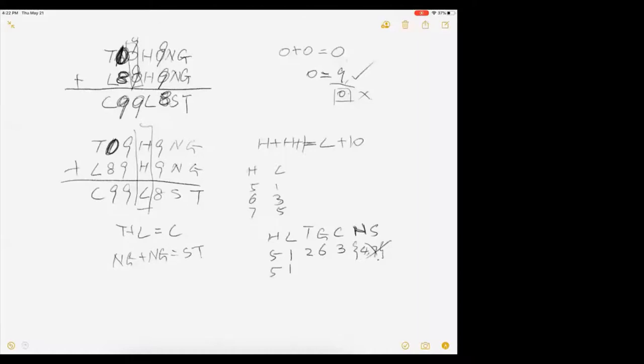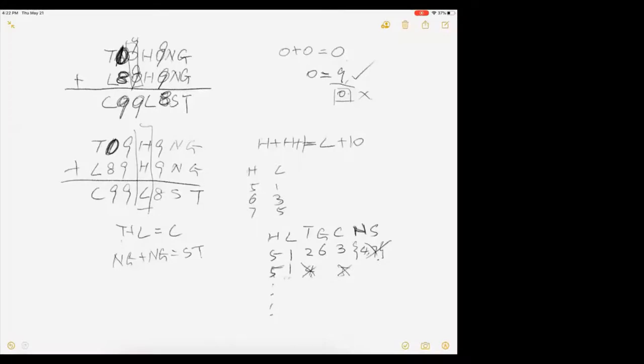So if H is 5 and L is 1, if T is 4, it won't work because T plus L will be 5, and C will be 5. But C and H should be different numbers, so it won't work. All right, keep trying, and then you will find the correct answer.